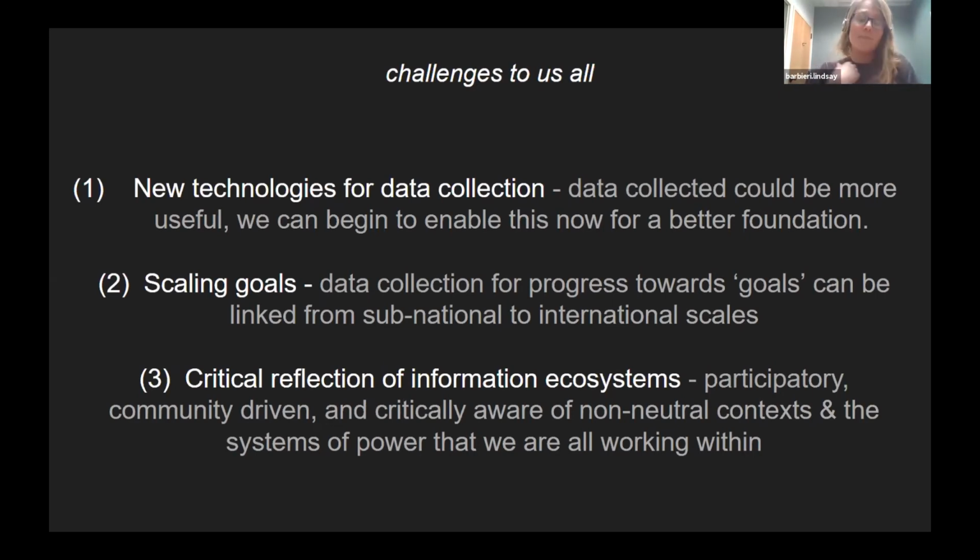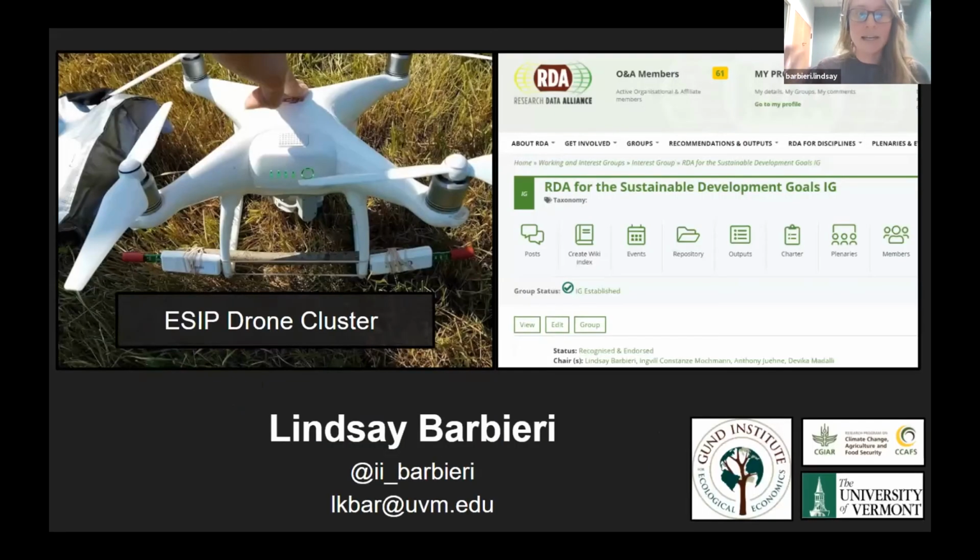And then again, I think it's important to bring it back to a critical reflection of the information ecosystems themselves and how things should be participatory, community driven, and really critically aware of the non-neutral context that we're all working within. And so with that, I will finish and also call out the Research Data Alliance group, Sustainable Data for Sustainable Development Goals, which is another working group that I've been a part of since its creation years ago.